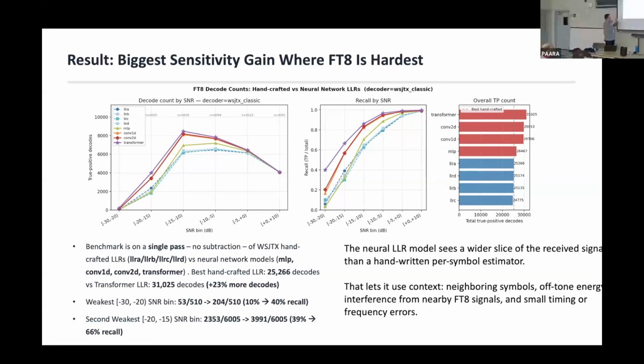What we're going to show on the left of this plot is the number of true positive decodes, and the signal to noise in dB along the bottom, and I've binned it. So all the decodes that existed between -30 and -20 are in one bin. You can see there's barely any there. -20 and -15 are in this bin, and that's where we're going to compare some methods. And then -15 to -10, -10 to -5, -5 to 0, and 0 to 10. The rest is not worth showing because it's basically perfect noise.